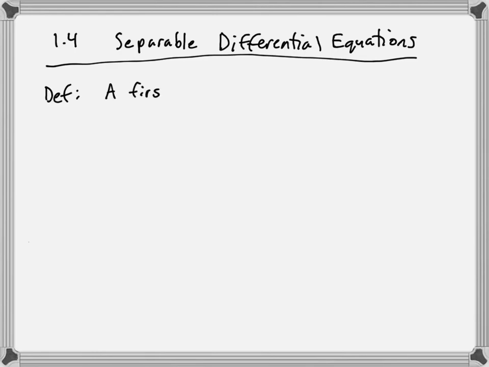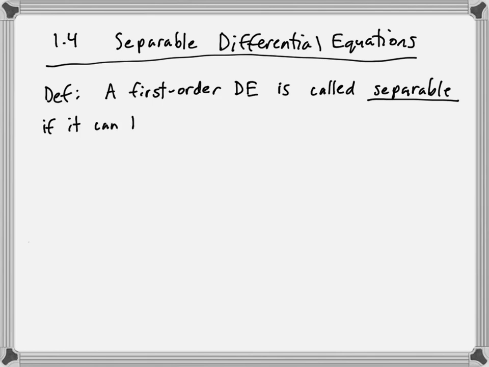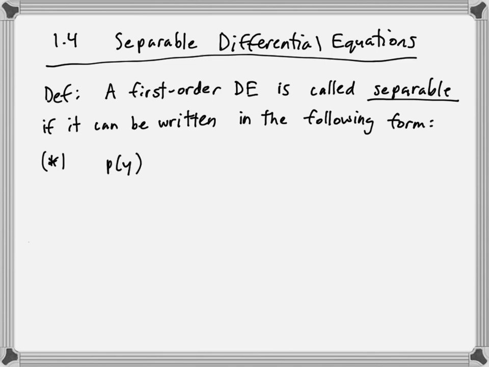A first order differential equation is called separable if it can be written in the following form: P of y times dy dx is equal to q of x. So this is what it means to have a separable differential equation.